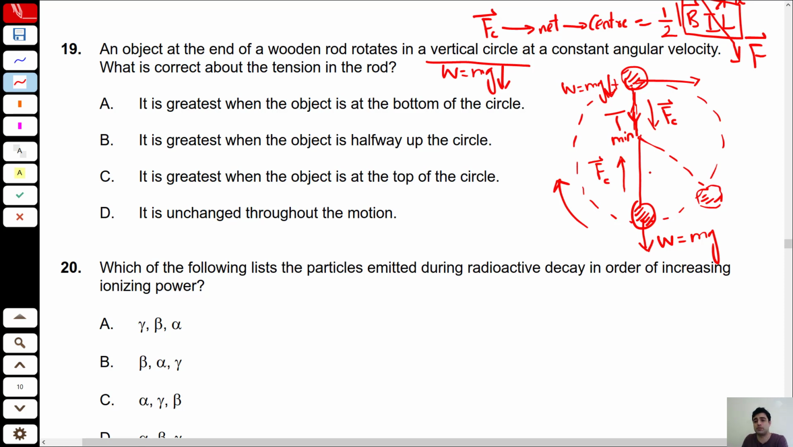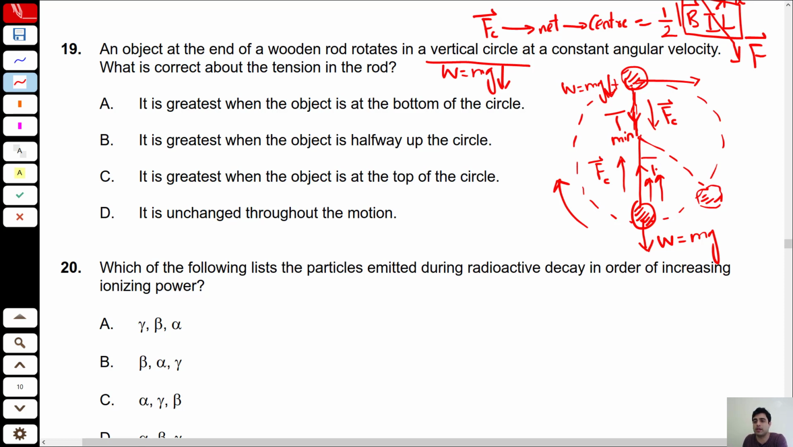Well, this net force is still provided by the tension, but this time the weight is in the opposite direction of the tension. It is not in a favorable direction, so hence the tension needs to be greater so that it can not only overcome this weight, but also provide the extra centripetal force that is required for the body to move in a circular motion.